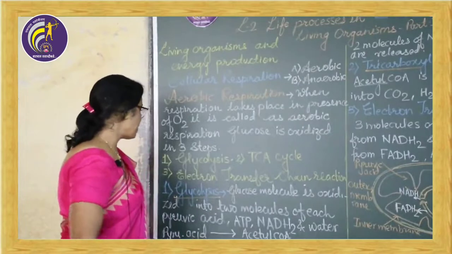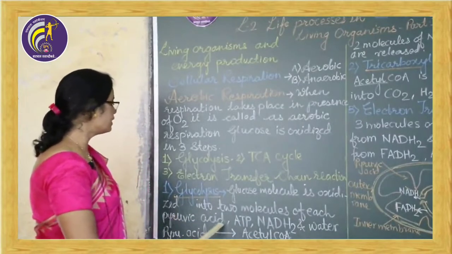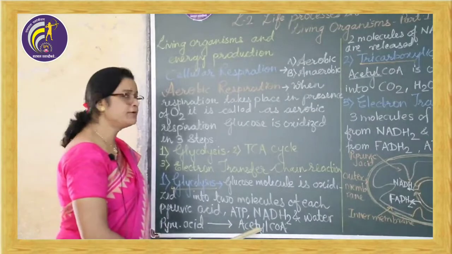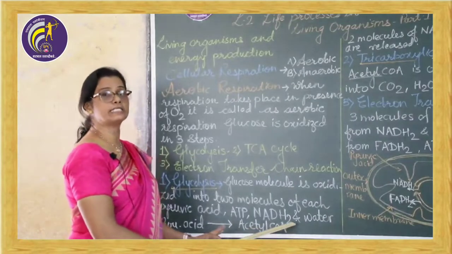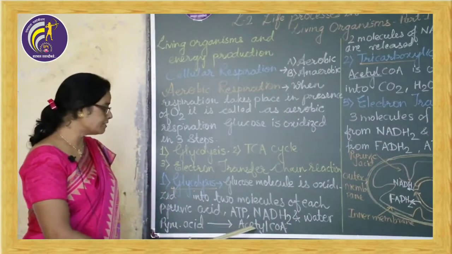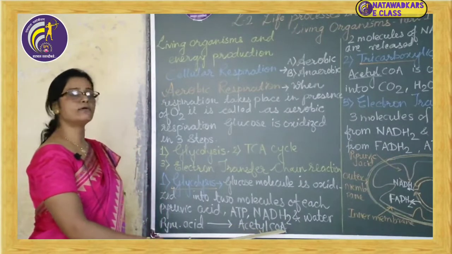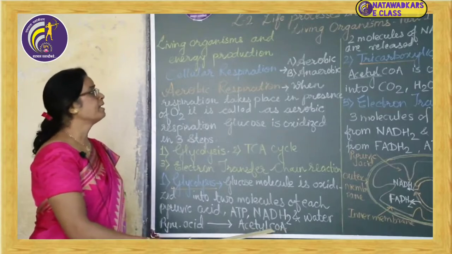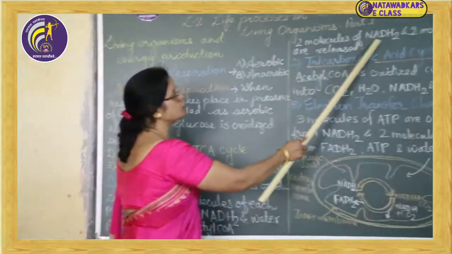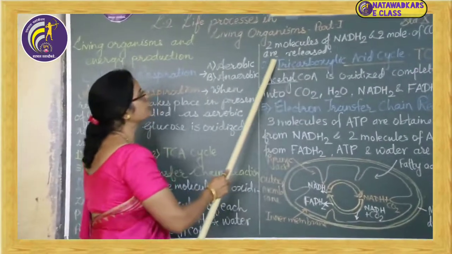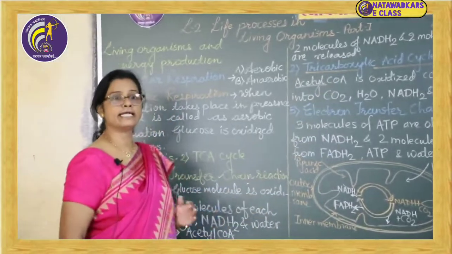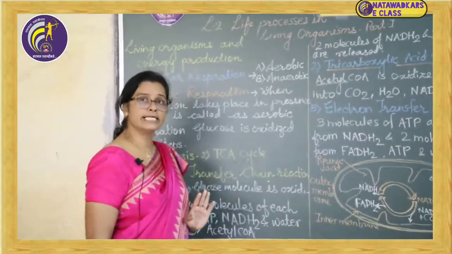Here, the 2 molecules of pyruvic acid are converted into acetyl coenzyme A. So pyruvic acid gets converted into acetyl coenzyme A, and 2 molecules of NADH2 and 2 molecules of carbon dioxide are released at the end of this reaction.